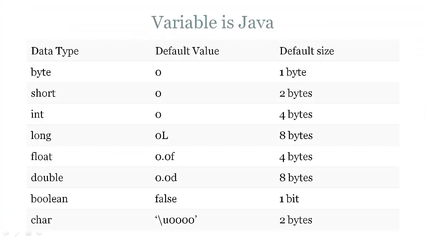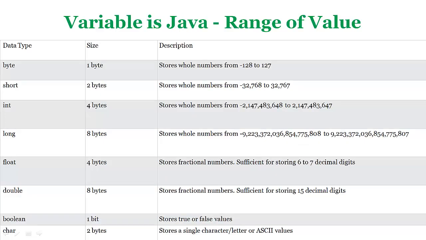These are some primitive data types of Java. This is the default size of Java and these are the default values. Default value means if we do not initialize the variable, Java will automatically store these values. This is the range of values we can store in the primitive data types of Java. For example, a byte variable can hold -128 to +128 value, and an integer variable can hold this range of values, and a long variable can hold this large range of values.